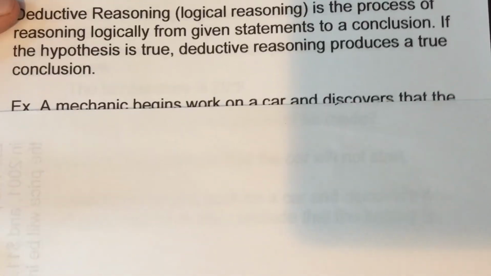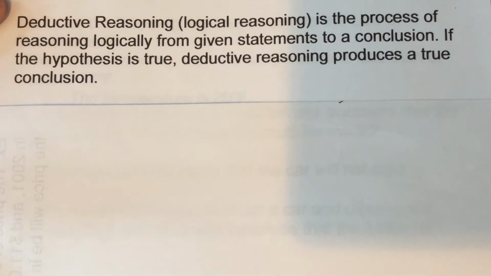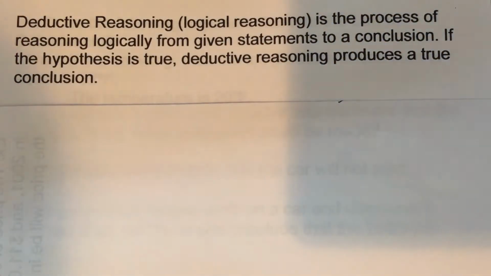Now, we're going to get started talking about deductive reasoning. It's also called logical reasoning, so it's the process of reasoning logically from the given statements to a conclusion. So, if the hypothesis is true, deductive reasoning would produce a true conclusion. So, it's like going through, okay, if it's cold outside, I'm going to wear a coat. If I wear a coat, I'm going to stay warm. And it's just kind of going down the line like that. So, you're starting with one thing. That's true, well, that means this. Well, if that's true, that means this. If that's true, that means this. And we just keep on going.